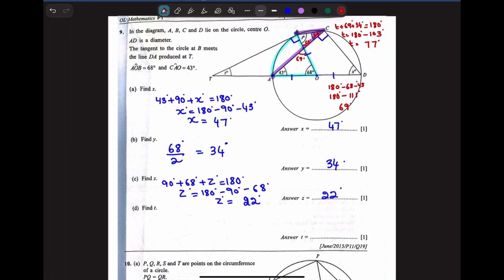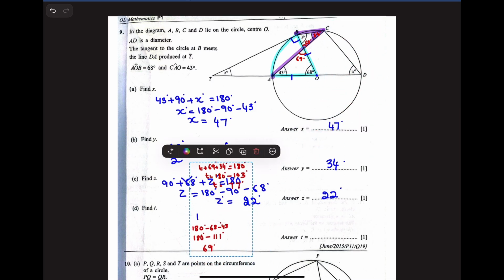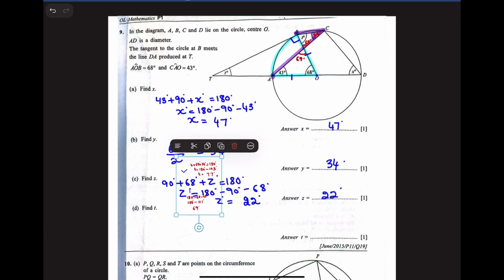So all of this working should have been here. So let's bring it down here.